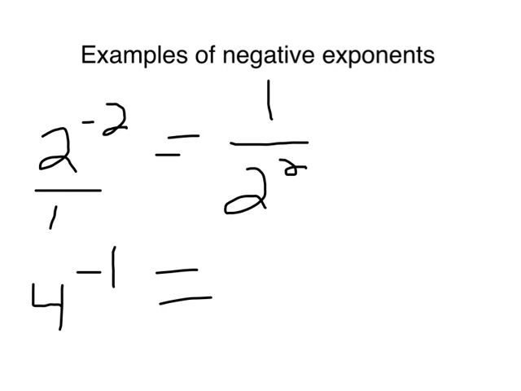Notice that it keeps the same exponent that it had before. It had a 2 before. It still has a 2. That didn't change. But now it's a positive exponent and not negative.